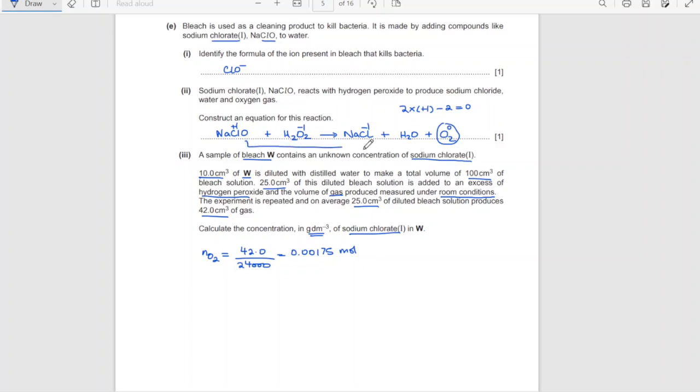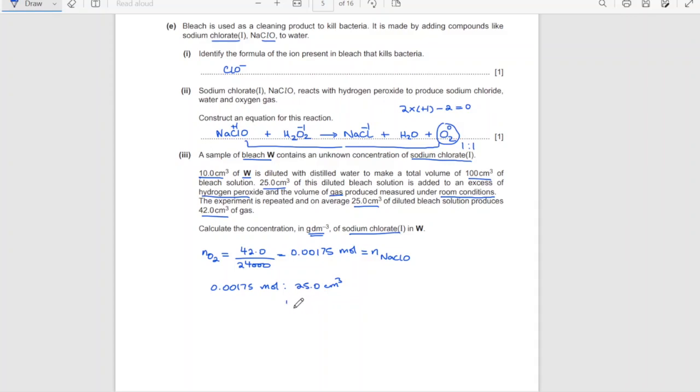Now, if I look back at the equation I did in the previous part, there's a 1-to-1 ratio between NaClO and O2. So that means the moles of O2 that are produced will be the same as the moles of NaClO that were used. And these were the 25 cubic centimeters. So remember we have 0.00175 moles in 25 cubic centimeters of the diluted solution.